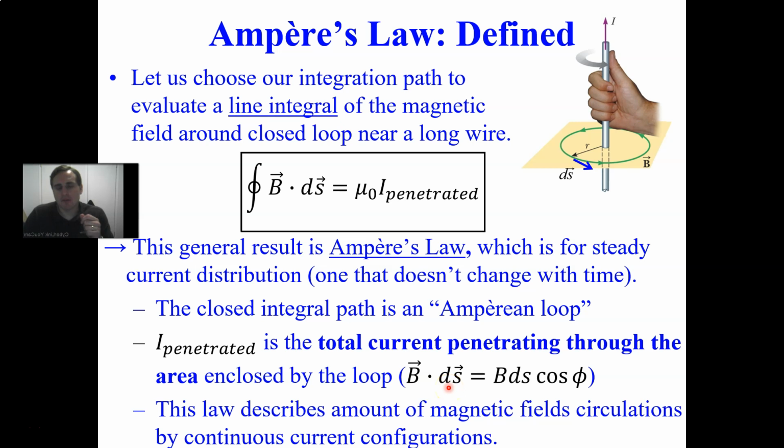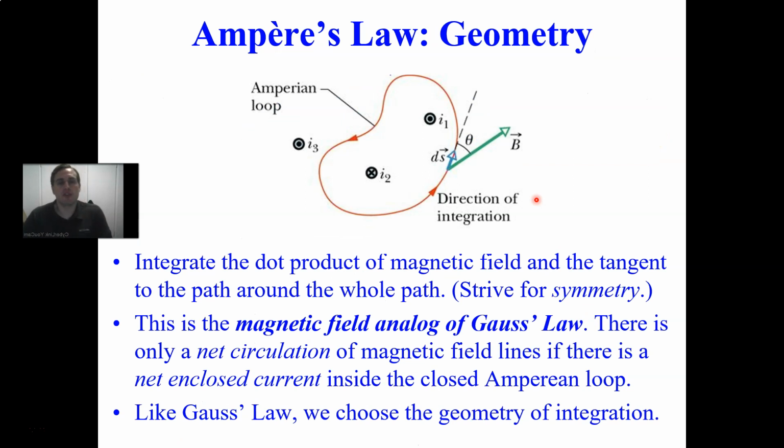Note that this B dot ds, dot product, is going to have magnitude B times ds, where ds is an infinitesimal tangent length segment, times the cosine of the angle between the magnetic field vector and the unit tangent vector. This law describes the amount of magnetic fields that circulate by continuous current configurations. Okay, so it turns out that even though this looks like a difficult equation, just like Gauss's law looked like a difficult equation, certain geometries are greatly simplified and certain problems are made much easier by using Ampere's law. So here's a little bit more about the geometry. Suppose this is an Amperian loop, okay? And suppose this is the direction of the magnetic field, and suppose this is the direction of ds.